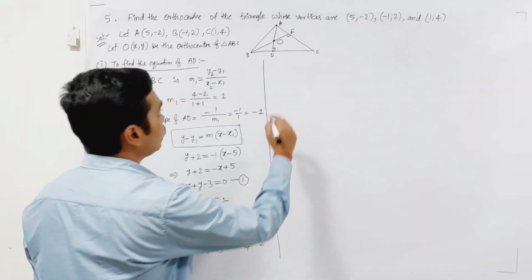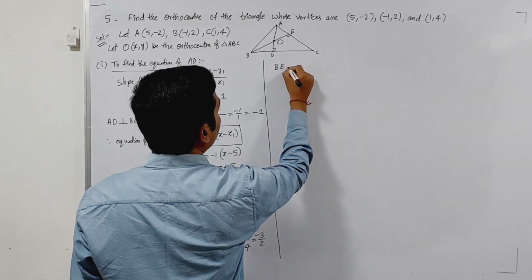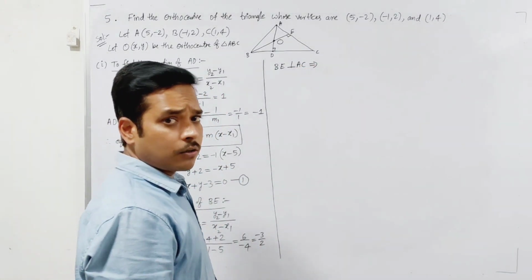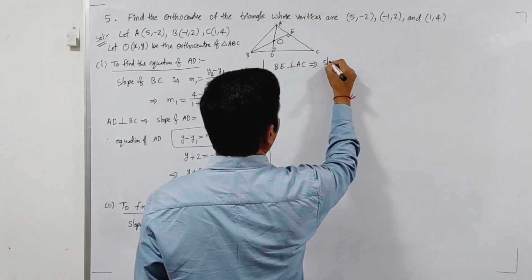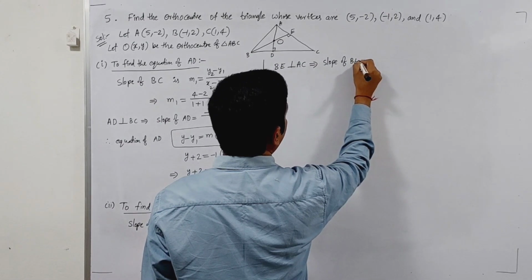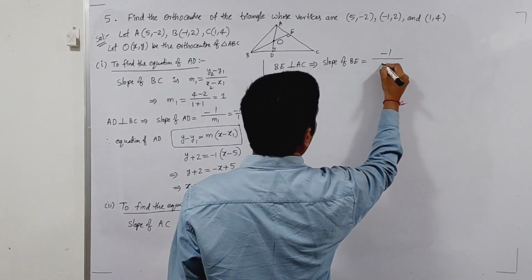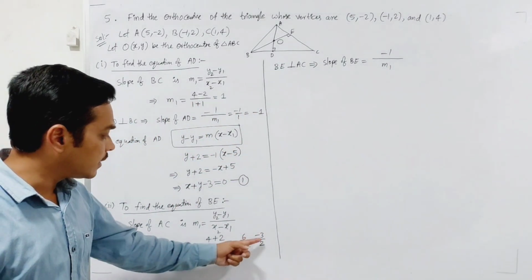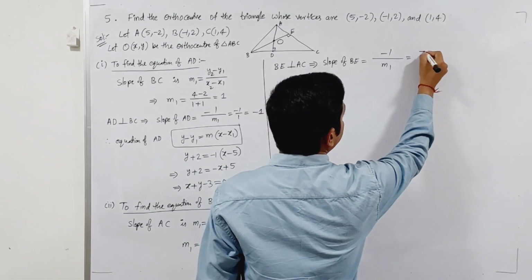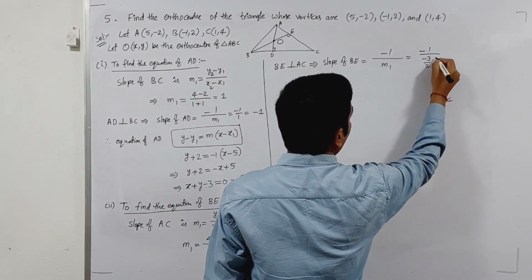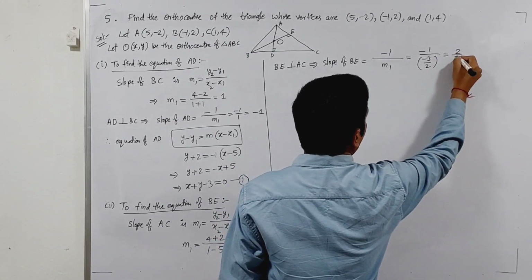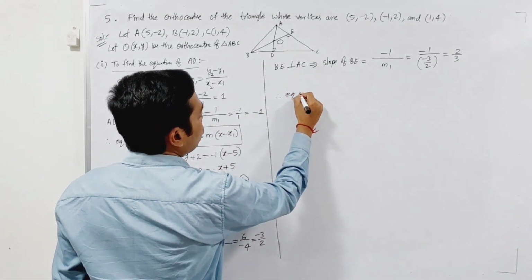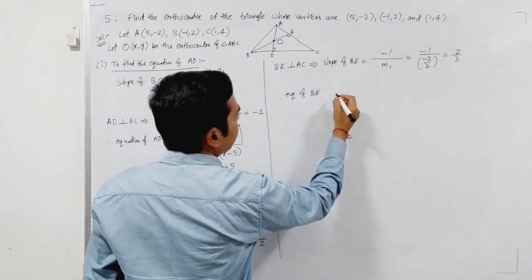After finding the slope of AC, we get the slope of BE. How to get the slope of BE? BE is perpendicular to AC, which implies the product of slopes equals minus 1. So slope of BE is equal to minus 1 by slope of AC. Slope of AC is minus 3 by 2, so minus 1 by minus 3 by 2 is plus 2 by 3. Now the equation of BE: same formula.